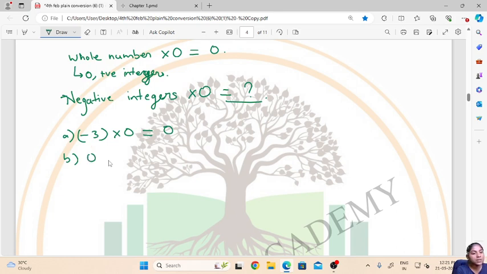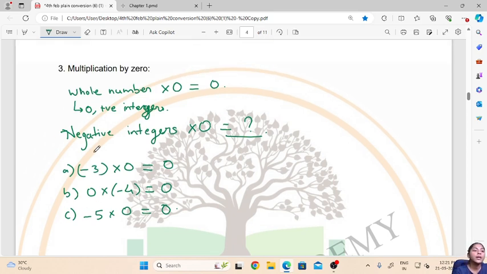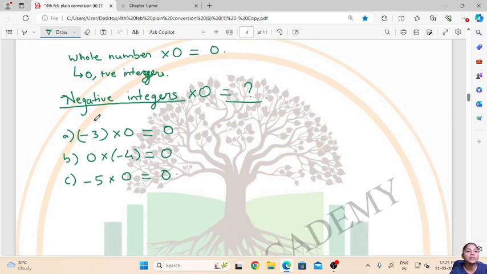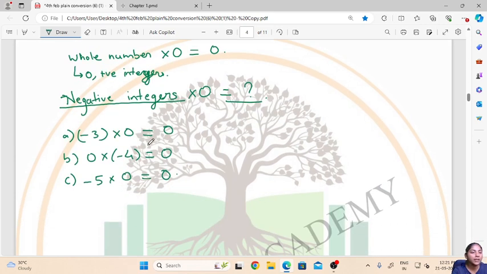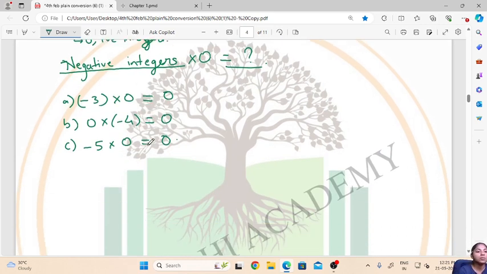Then 0 multiplied by minus 4. Here also the answer will be 0. 4 multiplied by 0 is 0. Then minus 5 multiplied by 0. It will also be 0. So here we see that for negative integers too, if any negative integer is multiplied by 0, we will get the answer as 0. So we say that product of any integer with 0 is 0.